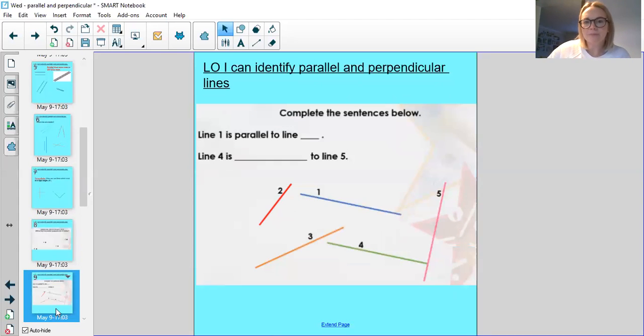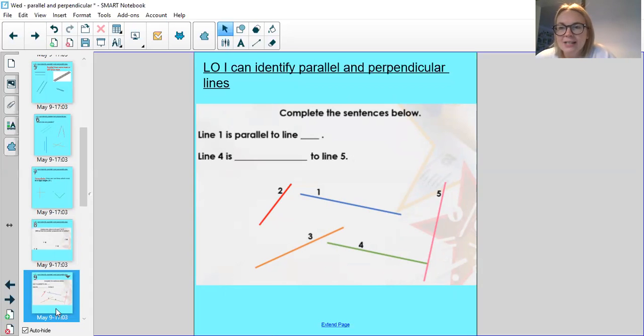Next task for you. It says complete the sentences below. If a line is parallel to another line, we would say that it is parallel to it. So line 1 is parallel to which other line? Have a look at the screen, pause the video. Which line is parallel to line 1, the blue line? Hopefully you're putting your hands up to tell me the answer, and hopefully it is line 4, the green line. They are parallel to each other.